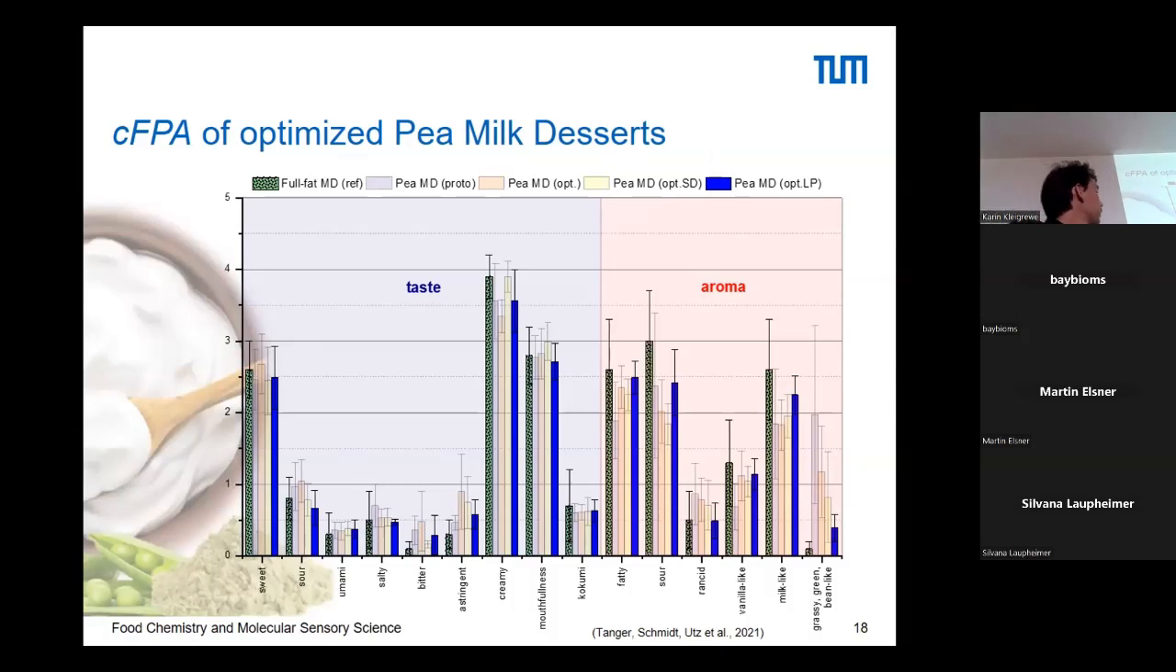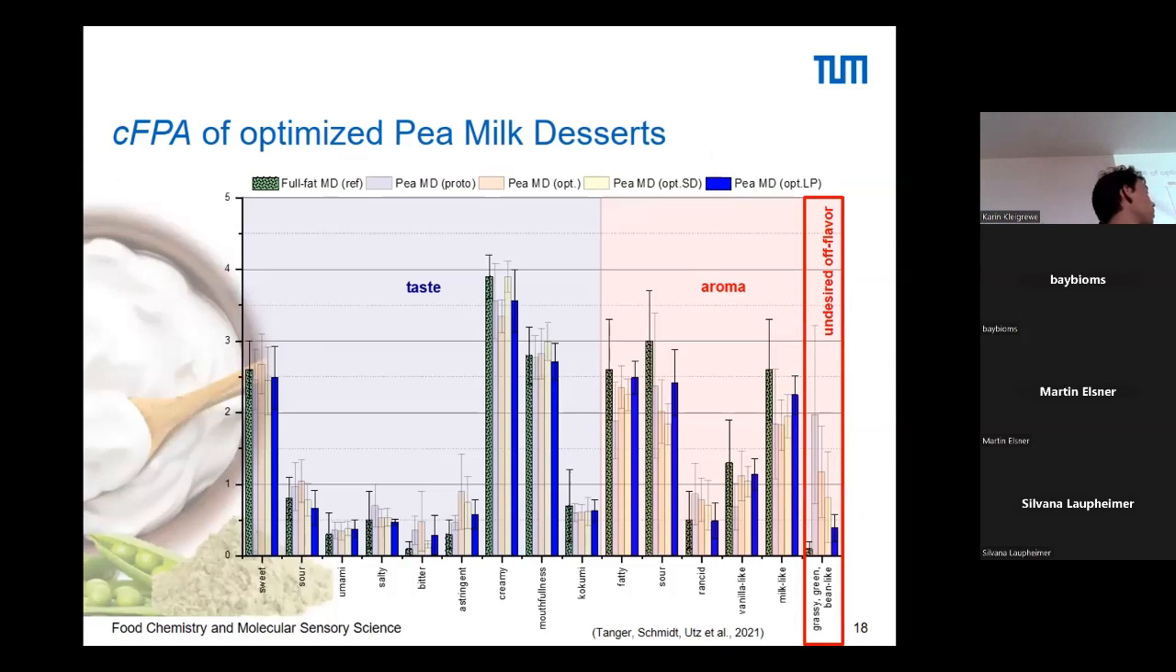So taking a look at the left part, again, the taste part, you can see that an introduction of pea protein within this milk dessert system doesn't influence the taste attributes significantly. But for sure, taking a look at the aroma part, you will see that especially within this prototype, there is a very highly unwanted grassy, green bean-like off aroma within the milk dessert.